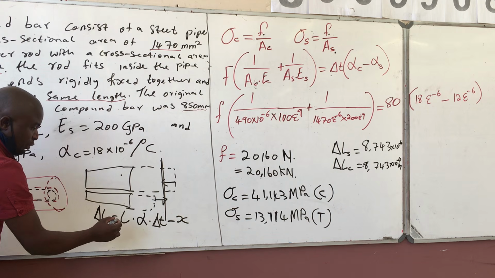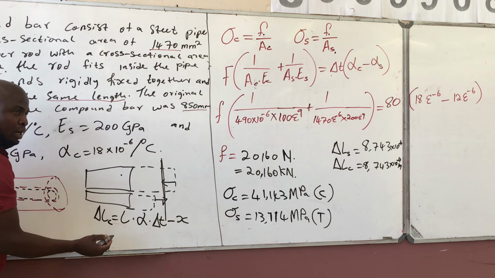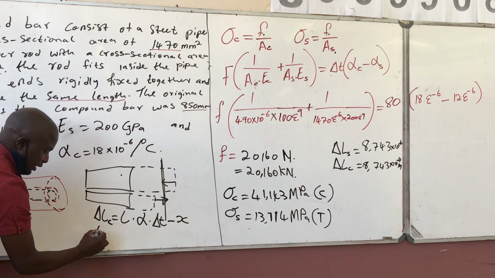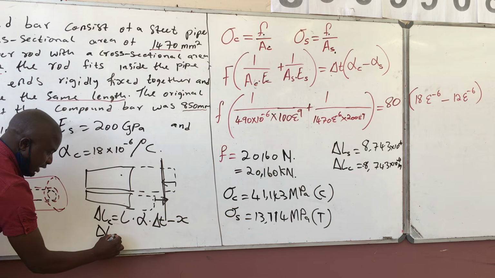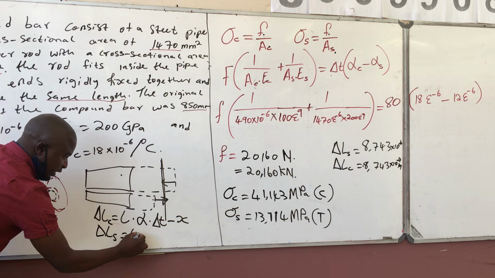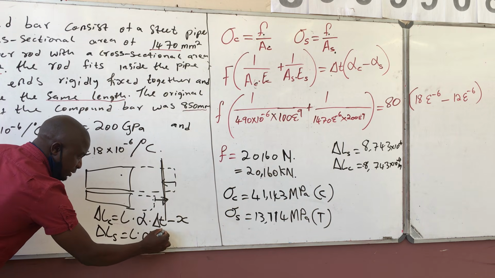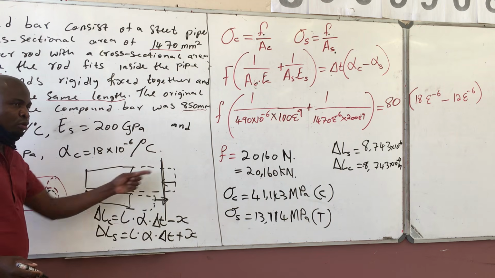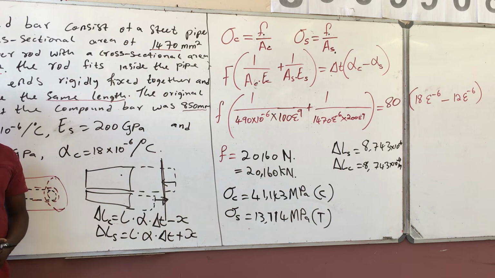If you are using steel, because the steel is the one which is also being pulled, you will say change in length for steel is equal to original length times coefficient of expansion times change in temperature plus x, because it's been pulled forward. Do you get that one? So you see where you went wrong.